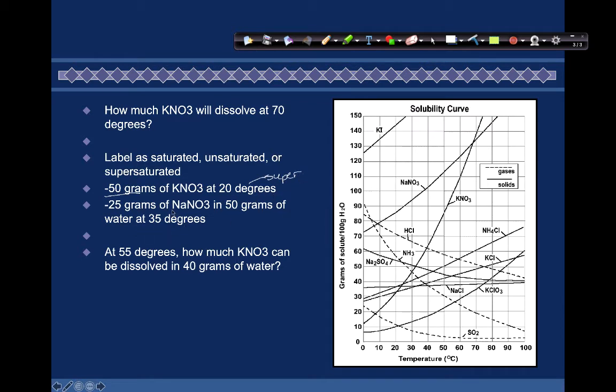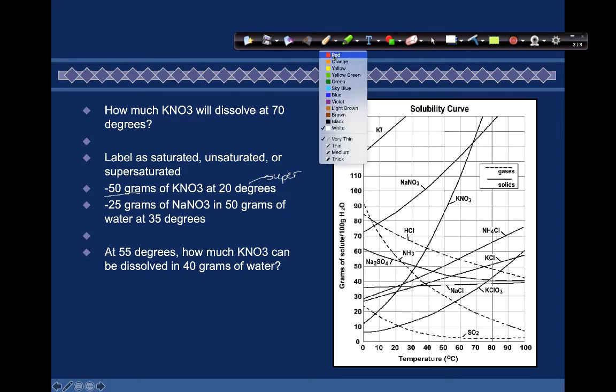Okay, so let's look at sodium nitrate. So here we go, here's sodium nitrate. It says that we have 25 grams of sodium nitrate in 50 grams of water at 35 degrees. So remember, this whole thing is based off of 100 grams of water. So essentially I've cut the water in half. So let's go ahead and look to see how many grams will dissolve at 35 degrees in 100 grams of water. So let's go to 35, we're here. That's about 95 grams, okay?